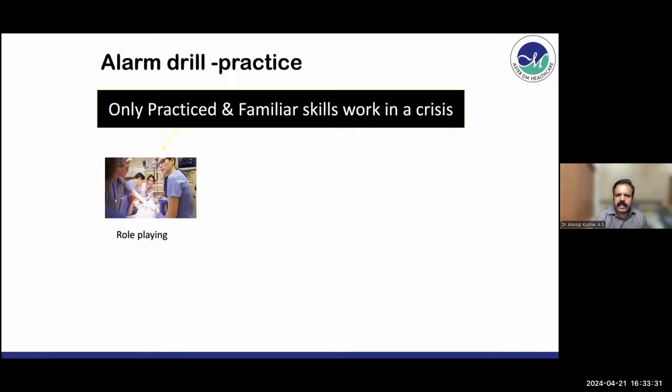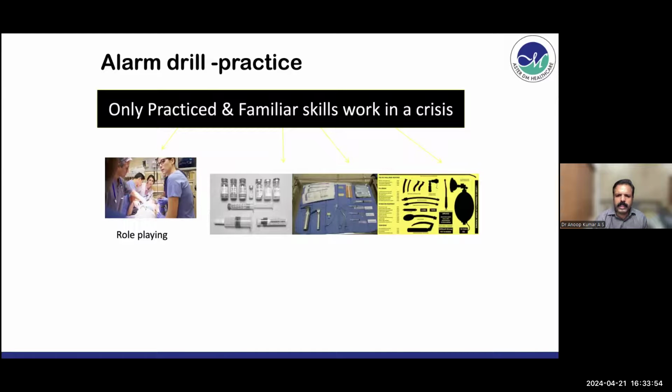You can also have alarm drill practice. That is also very important in an ICU. In the same way as the airway drill, cardiac arrest drill and trauma drill, all these things should be practiced at regular intervals. If you are practicing regularly, you will become familiar with the skills and be able to work in a crisis situation.